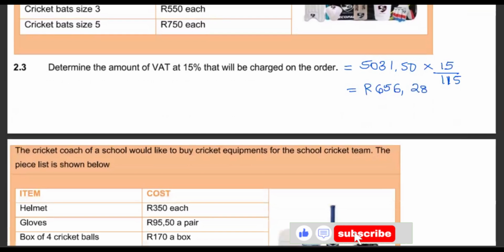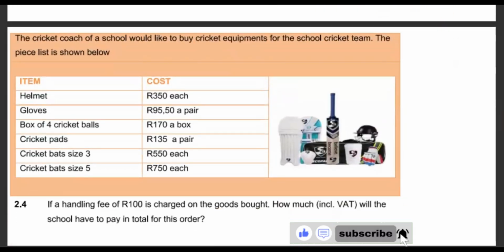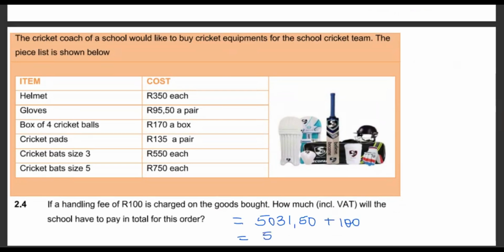We look at question number 2.4. They're asking you, if the handling fee of 100 was charged on the goods bought, how much inclusive VAT will the school have to pay? Remember, it has already paid, or it has to pay 5,031 rands and 50 cents. Now we add on the 100 rands. So the final answer becomes 5,131.50 cents. This was the answer.